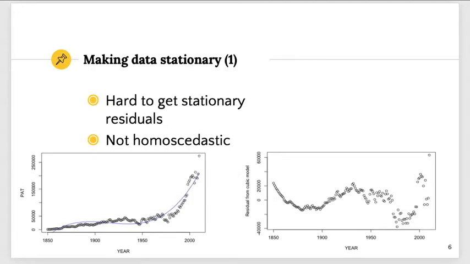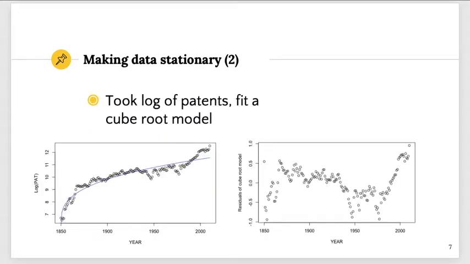For example, I fitted this cubic model that looks pretty good, but when you look at the residuals plotted at the right, you see that they're not homoscedastic, which doesn't fulfill our requirements. So after talking to Rick, I took the log instead, which you can see on the left, and I fitted a cube root model. And the residuals that I fitted on the right at least look believably stationary, even though there is a lot of smoothness still, which we're going to address.